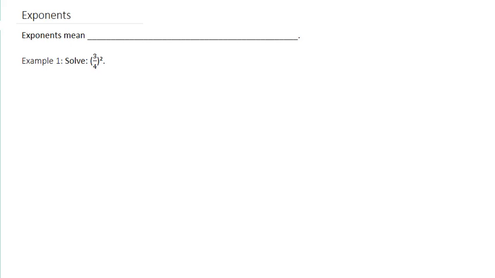Exponents. Exponents mean repeated multiplication.